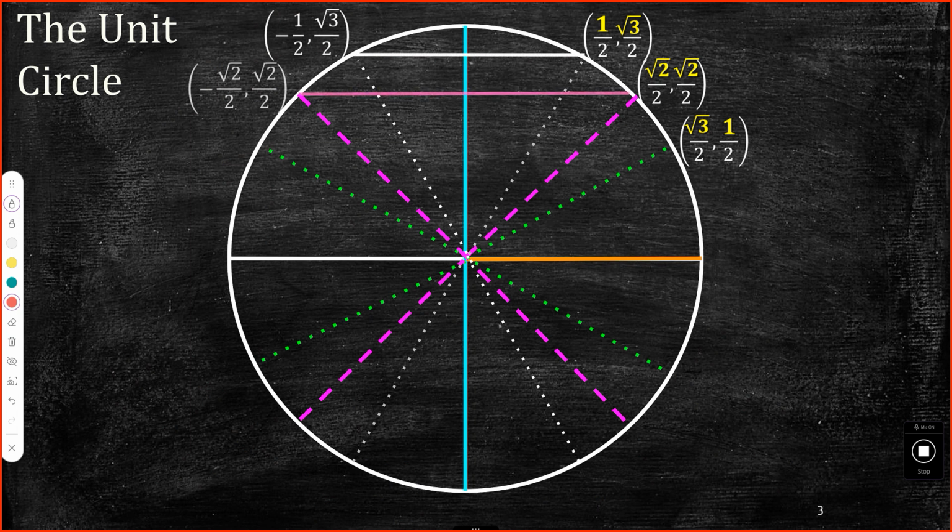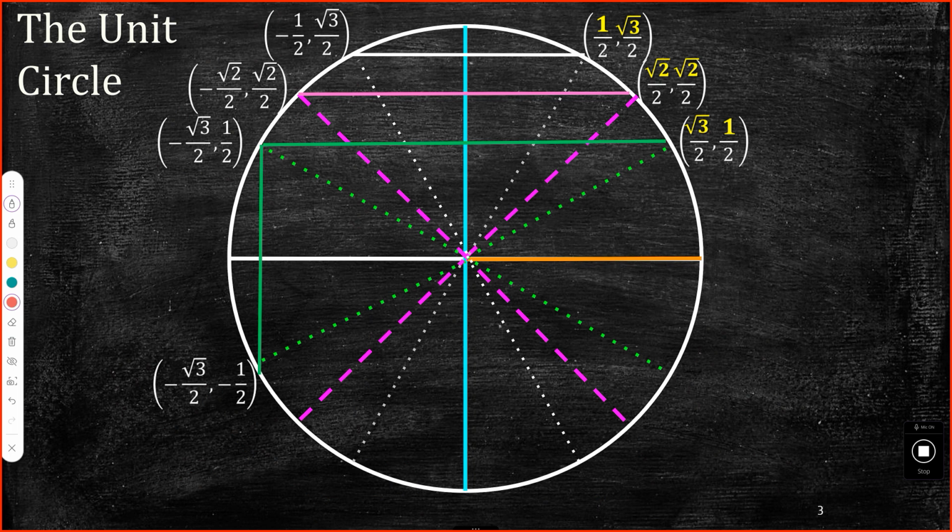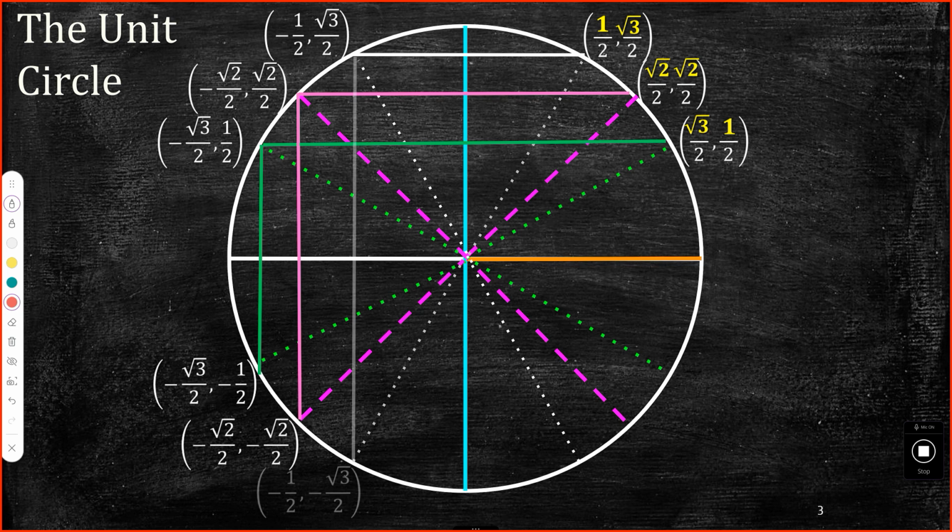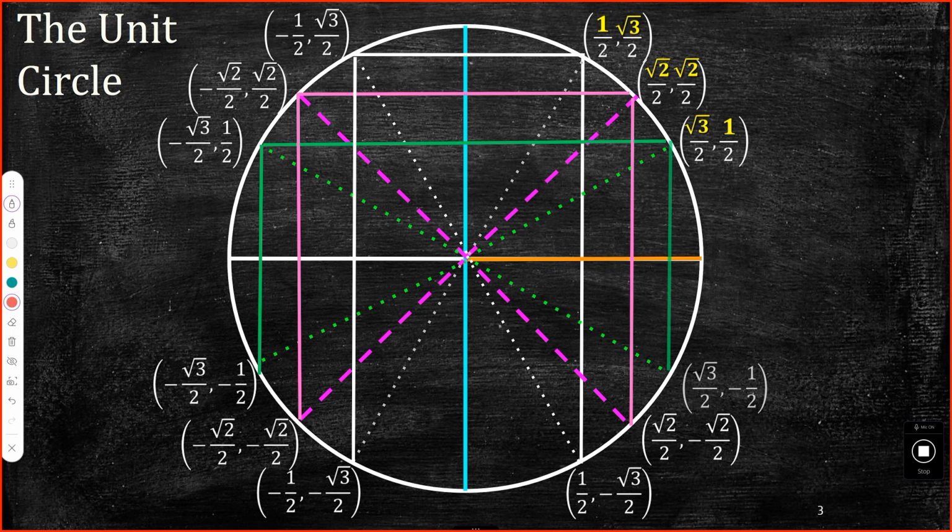The x's are negative down there. Both sine and cosine are negative. And on the right, in the fourth quadrant, the x's are positive, but the y's are negative.